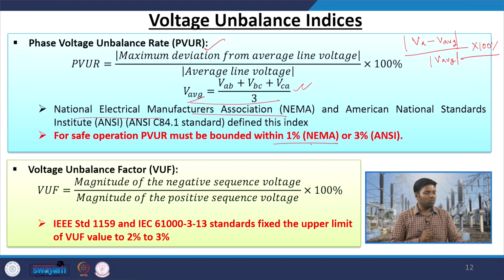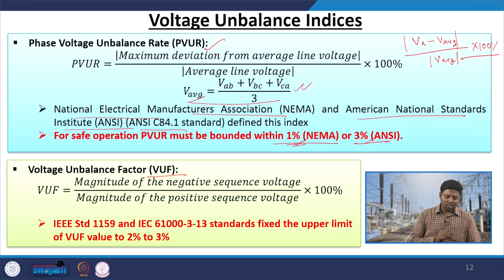They are very strict about their unbalancing limits. They say that any equipment you design or any system that is running, that unbalancing must not be more than 1%. ANSI, the American National Standards Institute, is a little bit relaxed compared to NEMA, and they say in the standard C84.1 that the maximum allowable limit of this PVUR value is 3%. So NEMA says it is 1%, but for ANSI this is 3%.